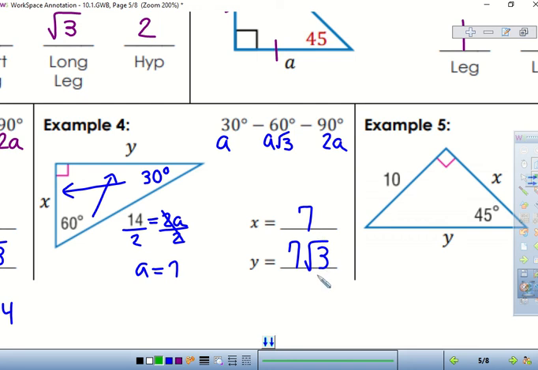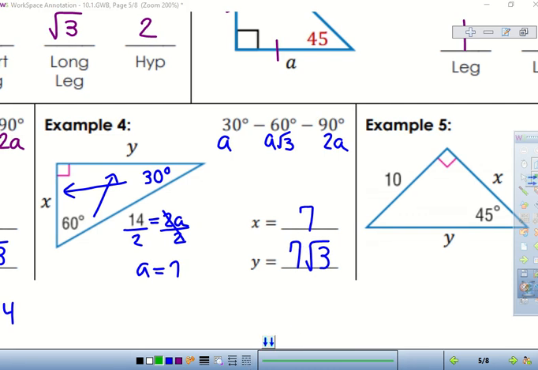Okay, so we found the opposite of 30 by doing 14 divided by 2. Yes. Because the hypotenuse is always double the small side. So we just divide it by 2 to find it. Oh, okay. Does that make more sense? Yeah. Okay. I got you on that. Is everybody ready to try example 5?